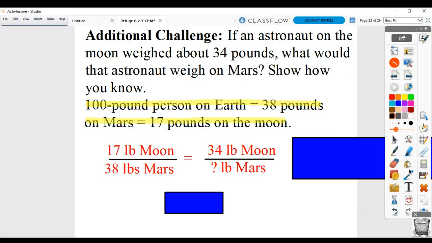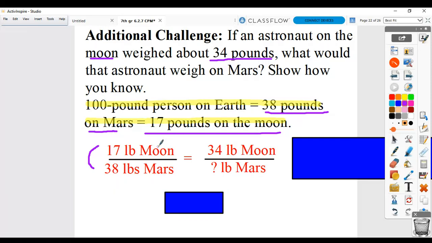All right, now again, where are we getting that from? So 38 pounds on Mars is the same as 17 pounds on the moon. So that's where I got that information from. And then we are saying that he weighs 34 pounds on the moon, so we want to know how much he weighs on Mars. So our ratio is coming from here. We're not using the fact that he's a 100-pound person because we're not focusing on his weight on Earth at all. But 38 pounds on Mars is equal to 17 pounds on the moon. And we want to know 34 pounds on the moon is equal to how much on Mars.